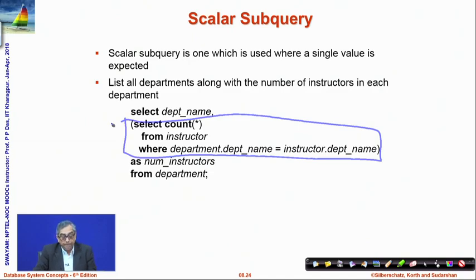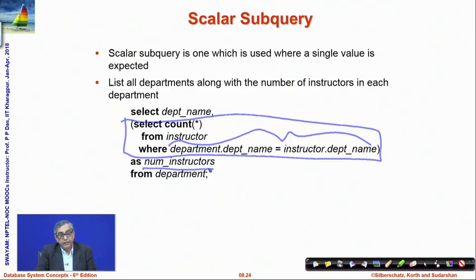This condition tells that from the instructor we are taking out that department name where the instructor works. So, you count them and then you form that as a new attribute.